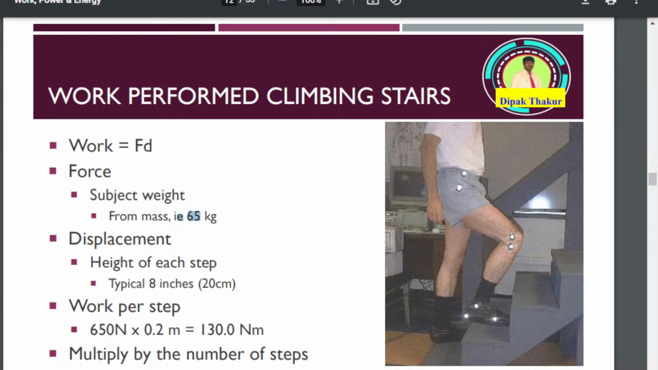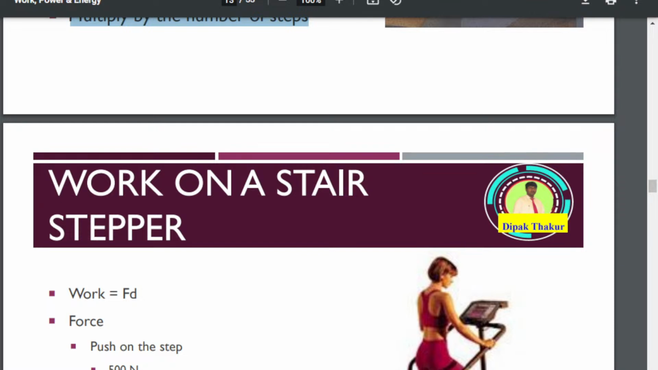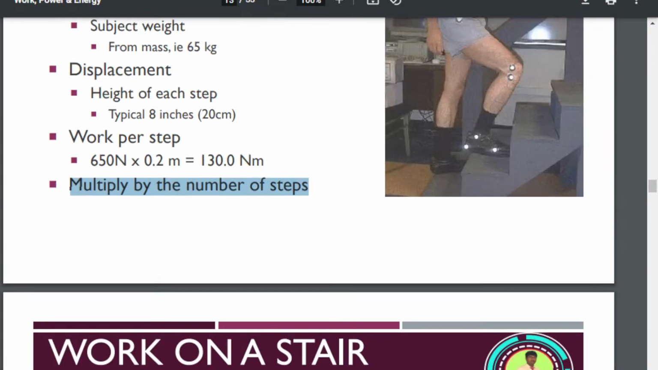It was 65 kg, and we take the acceleration due to gravity as about 10 newton per kg. So when we multiply 65 kg by 10, we get 650 Newton, and the displacement is 0.2 meter. So the work done per step is 130 Newton meter. Multiplying by the number of steps he or she is taking, we will get the answer.